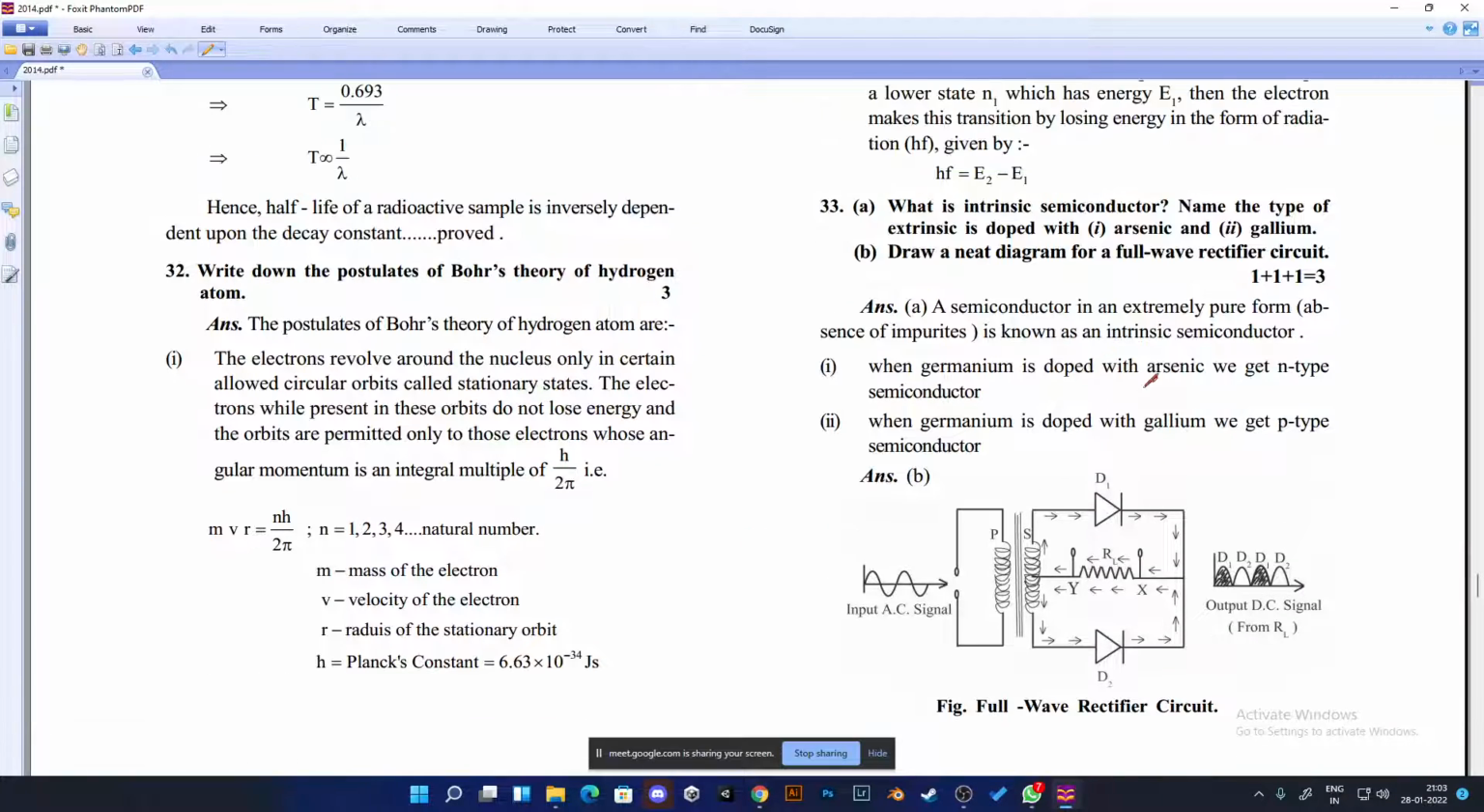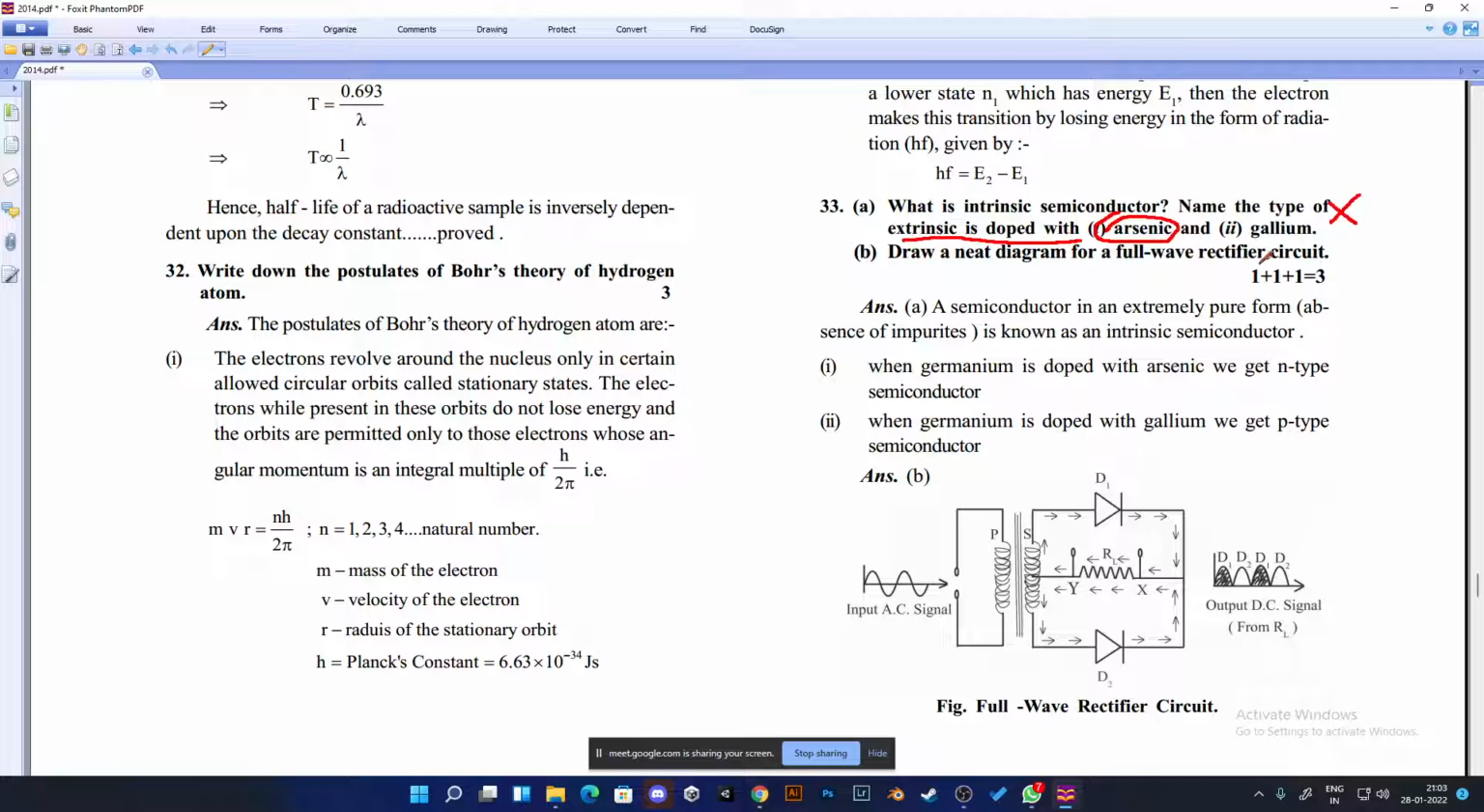This one again. These papers don't have many questions again, but read this question now. What is an intrinsic semiconductor? You know what it is? Yes or no? Extremely pure semiconductor without any doping, without any impurities, is called intrinsic. Okay, easy.